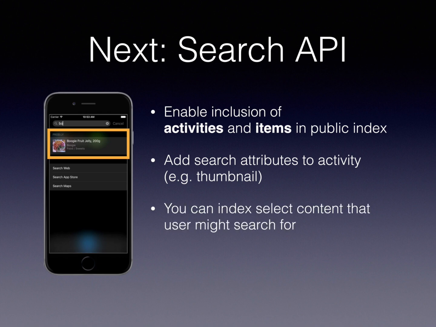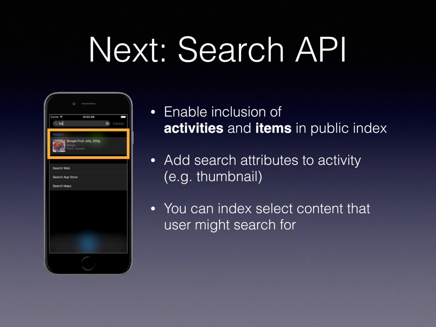You can index select content that the user might search for, which is useful. The example that was given was the Airbnb app. If you remember, I've got a reservation in a certain city, and if you start searching for the name of the city, then the Airbnb app could show you your reservation. That makes sense. That's something that the user might search for.